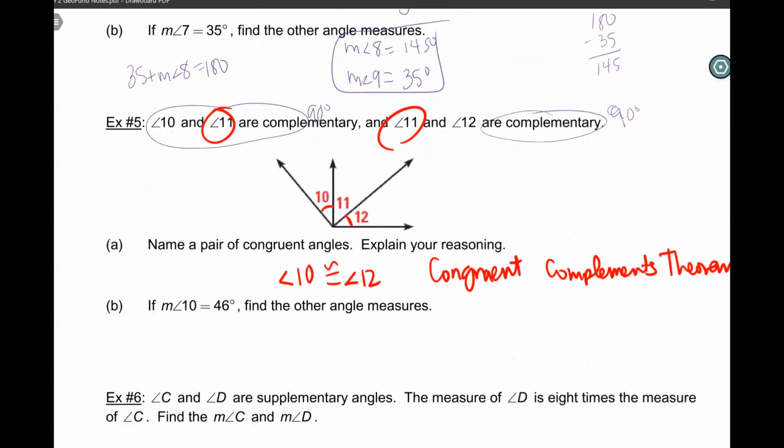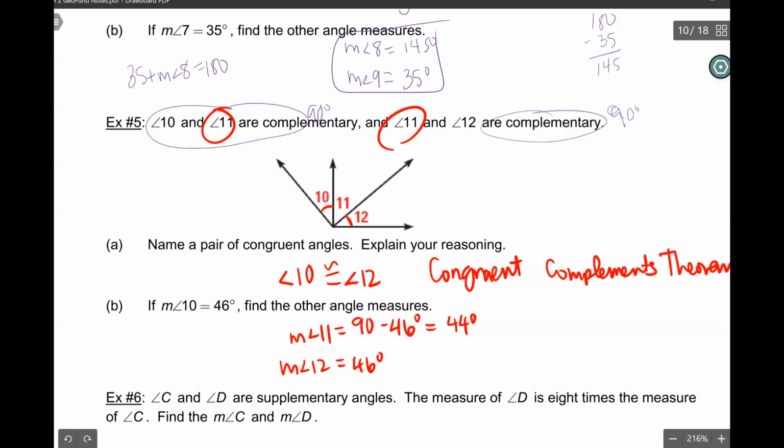If the measure of angle 10 is 46, find the other angle measures. So the measure of angle 12 has to be 46 degrees as well because we just said they're congruent. The measure of angle 11, let's see, 90 minus 46 is going to be 44 degrees. Because together, right, the 46 and 44 add to 90. So if I took 90 minus the angle I know, it would give me the angle I'm looking for.